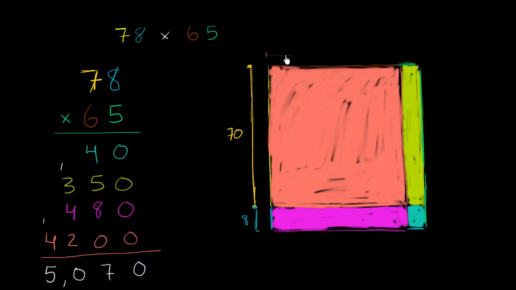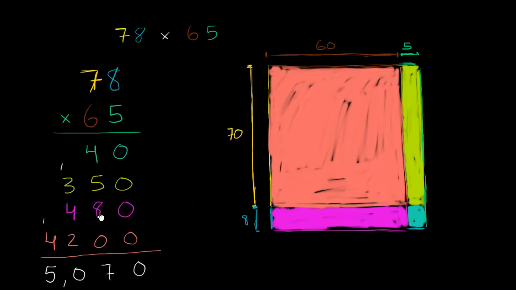So this distance right over here, it's not drawn perfectly to scale, but it gives the idea. This is 60, and then this distance right over here is the 5. So this whole distance is 65. This entire distance is 78. So if you had a rectangle that's 65 units wide, and it had a height of 78 units, then its area is going to be 78 times 65. Its area is going to be 5,070.